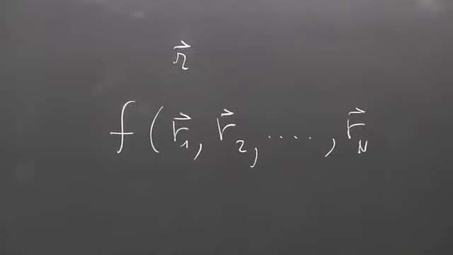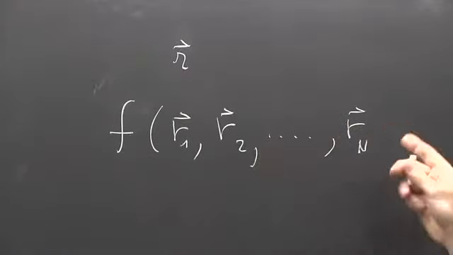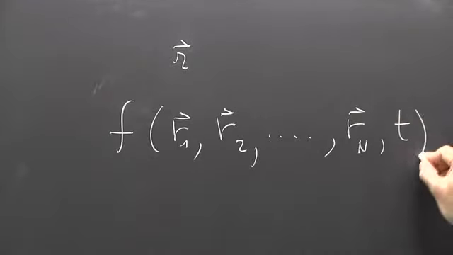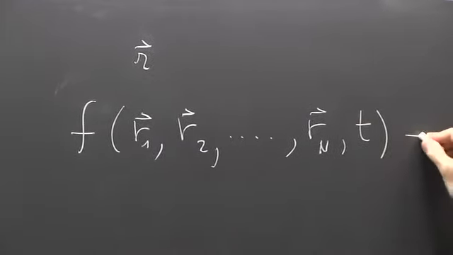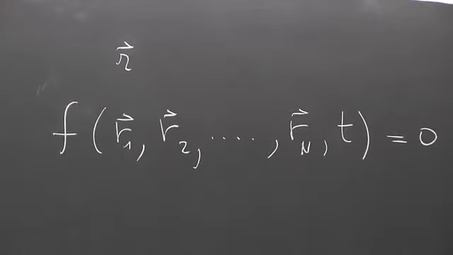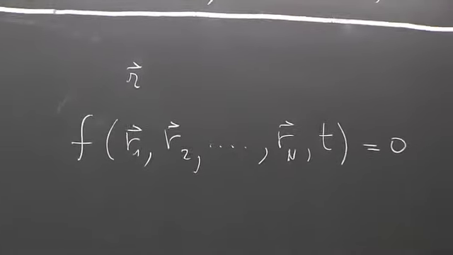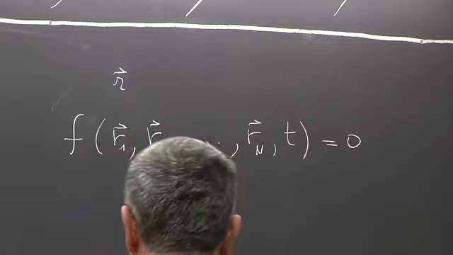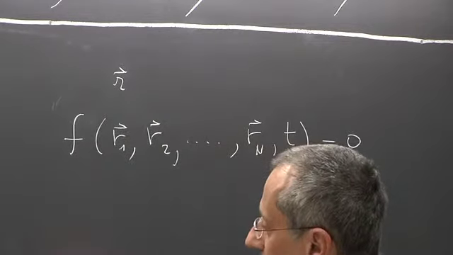R for the position. Now, these are all the particles, and you see a class of constraints, maybe t is there too. You have a constraint that can be written as an equation among the coordinates, okay? That's a very common case, but it's not the most general, okay? Is this clear?